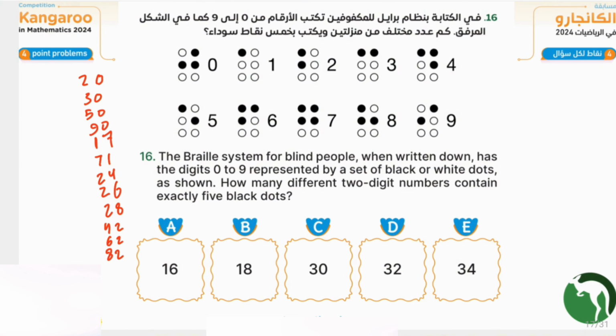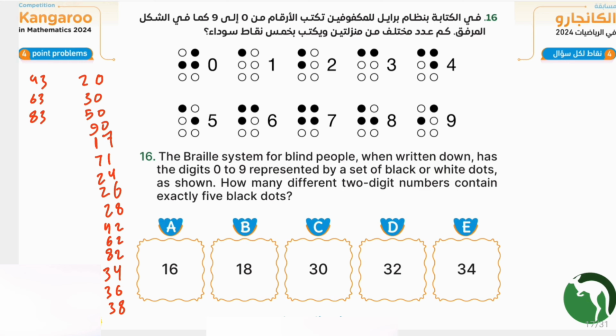Now let's go to the number 3. We have 2 dots in number 3, so we need 3 extra dots. So we have 4, we have 6, we have 8, and we can replace between these two, the places of these two digits. So we will have 43 and 63 and 83.